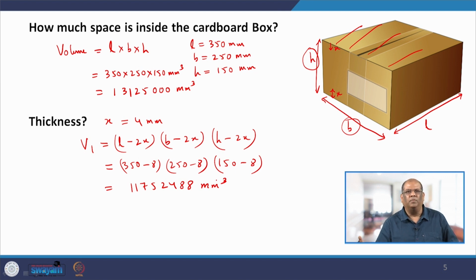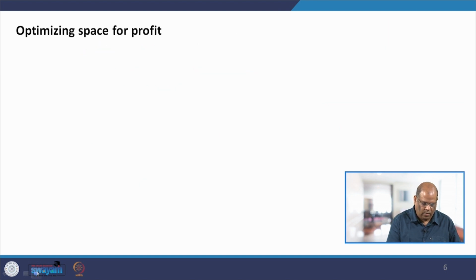So, the company's objective is to maximize the profit. So, what will they try to do? They will try to put more product into the same cardboard box, so that ultimately their cost of sending the product is less. So, their aim is optimizing space for the profit. So, one of the research division guys says, okay, let us make our thickness x to be 3 millimeter. Let us see how much we can gain.